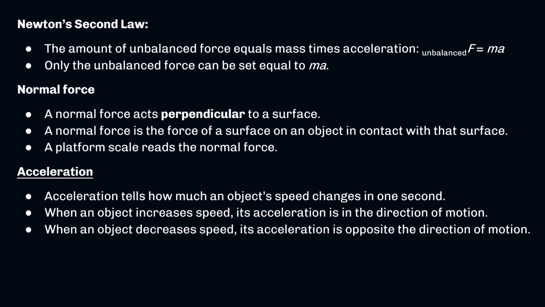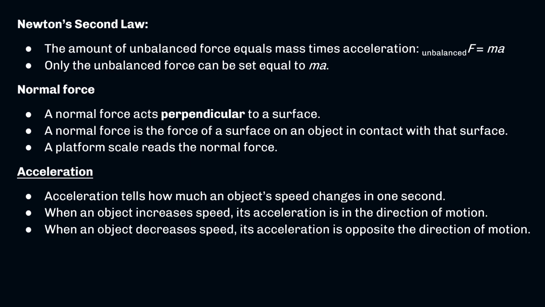Then here at the bottom, we have acceleration. Acceleration we had in the motion unit, but we just want to see it again because we're going to deal with acceleration and unbalanced forces throughout this unit. Acceleration tells me how much an object's speed changes in 1 second once more. And again here, when an object increases speed, its acceleration is in the direction of motion. And when an object decreases speed or slows down, its acceleration is in the opposite direction of motion.